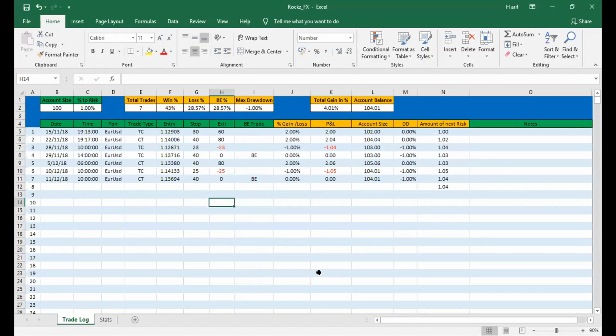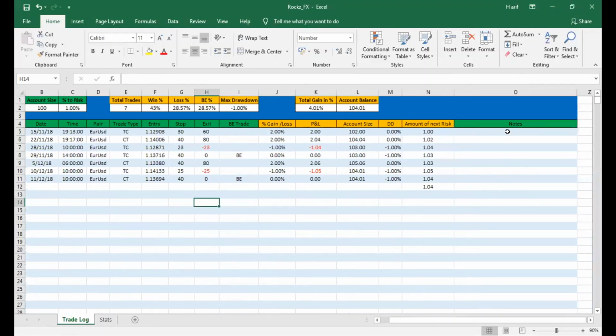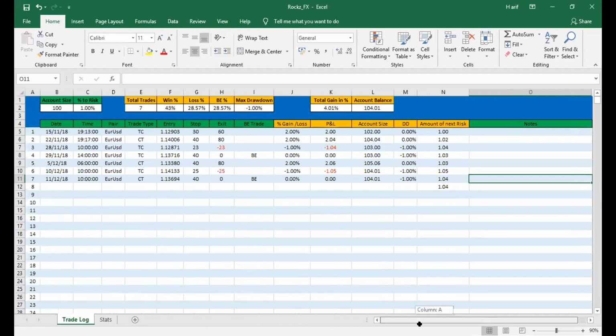Also, a little thing I've added on the end as well is you can put notes. So if there was news, for example, you can write, oh, this trade got affected by news, or, you know, I was tired, my emotions, whatever you want to write in there. So you can refer back to the trade and just have it as a mental note for yourself, a bit like a log.